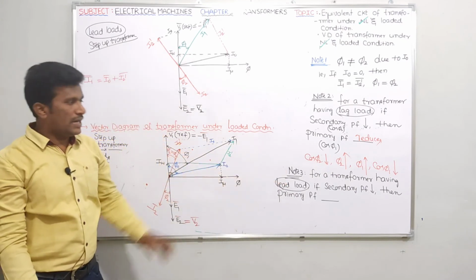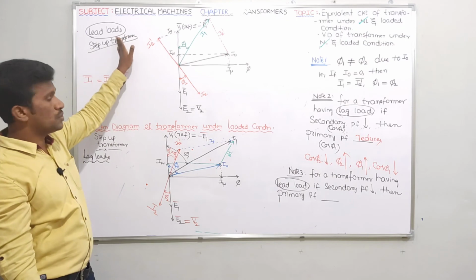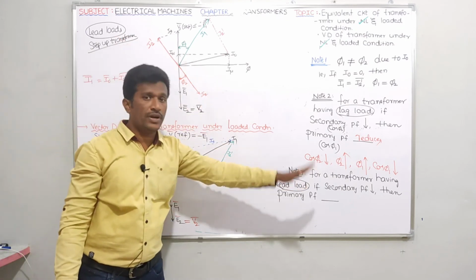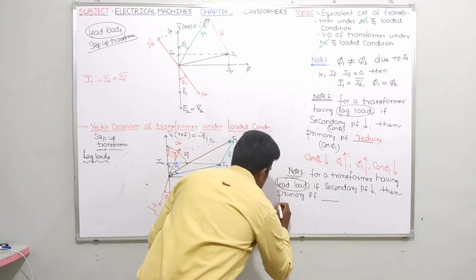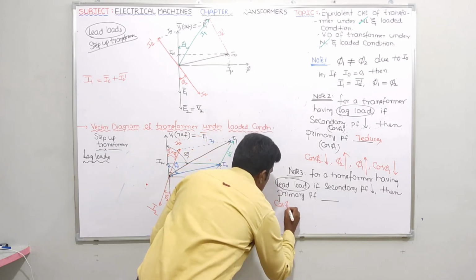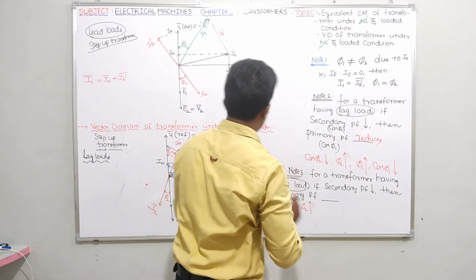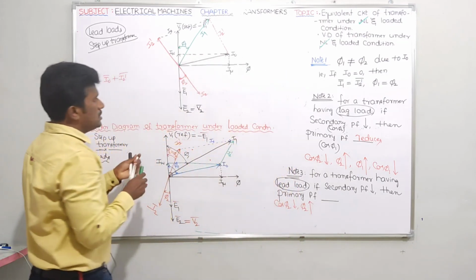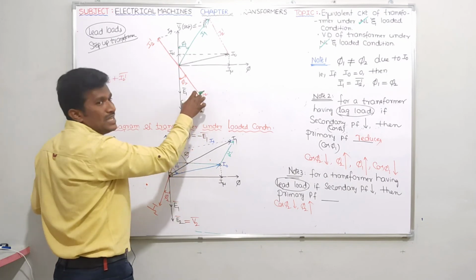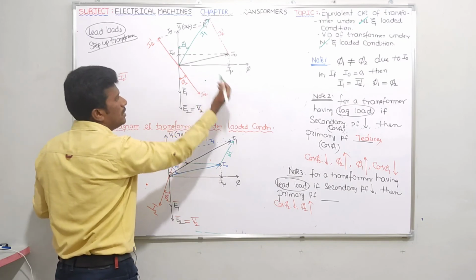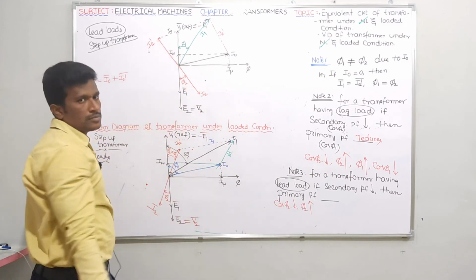Tell me, for a transformer having lead loads, I just drew the vector diagram for lead loads only. Next, if secondary power factor reduces, that is cos pi 2 reduces, what happens? Pi 2 increases. Very good. Pi 2 increases means the angle between I2 and V2 increases, so I2 will come somewhere here, and I2 dash will come somewhere here.